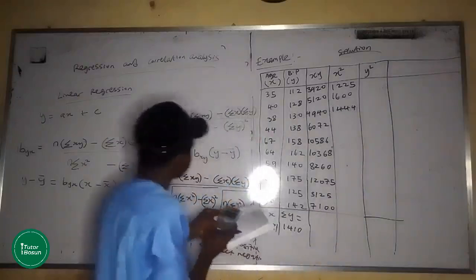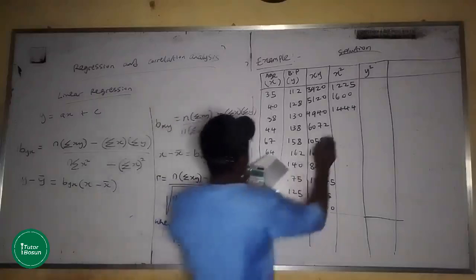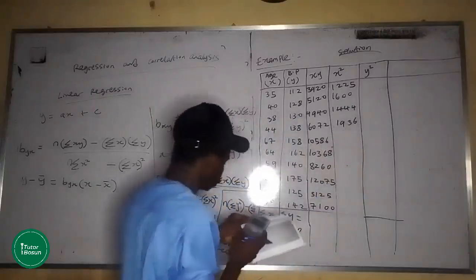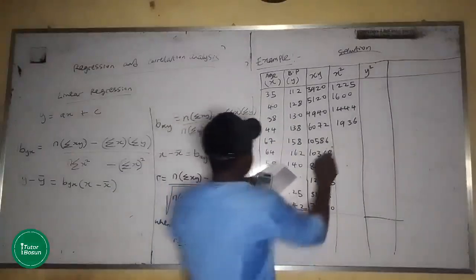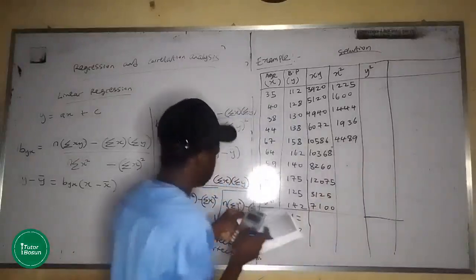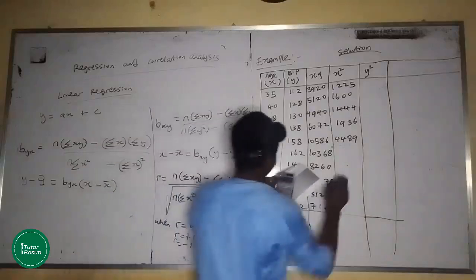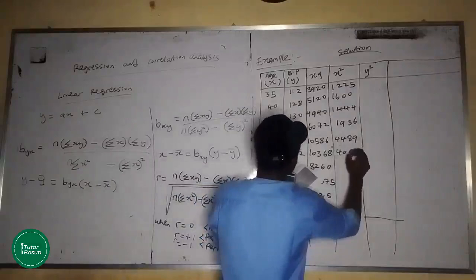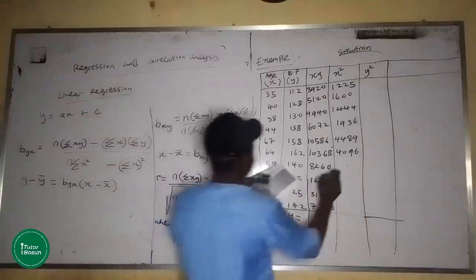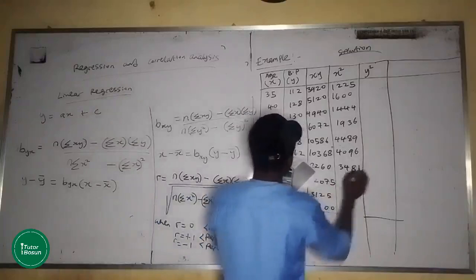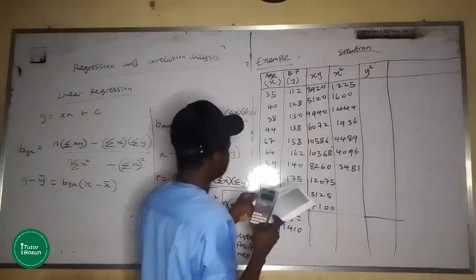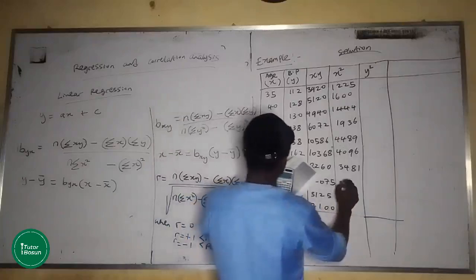We have 44 squared, that's 1936. We have 67 squared, that's 4489. We have 64 squared, that's 4096. We have 59 squared, that's 3481. We have 69 squared, that's 4761.